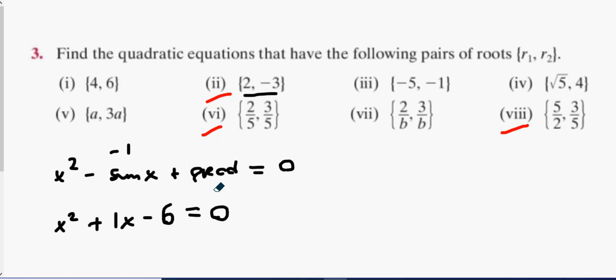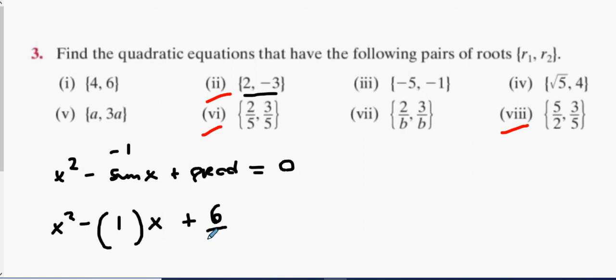Alright, let's try the next one then. What do you think about 2 over 5 and 3 over 5? Terry, what do you get when you add them together? The sum? No, you have to add them for the sum. What's 2 over 5 plus 3 over 5? Just 1, isn't it? 5 over 5. And what happens when you multiply them by each other? 6 over 25. I wouldn't be happy with that answer.